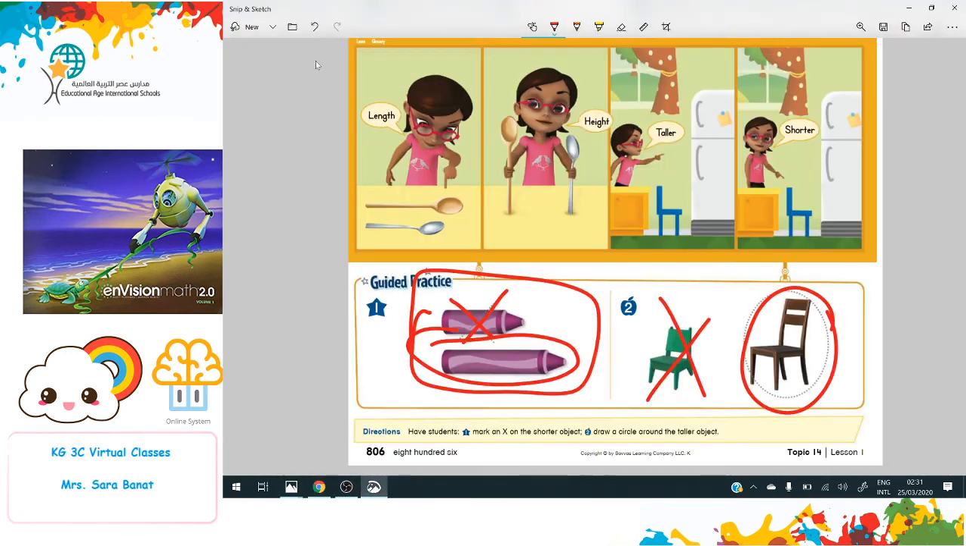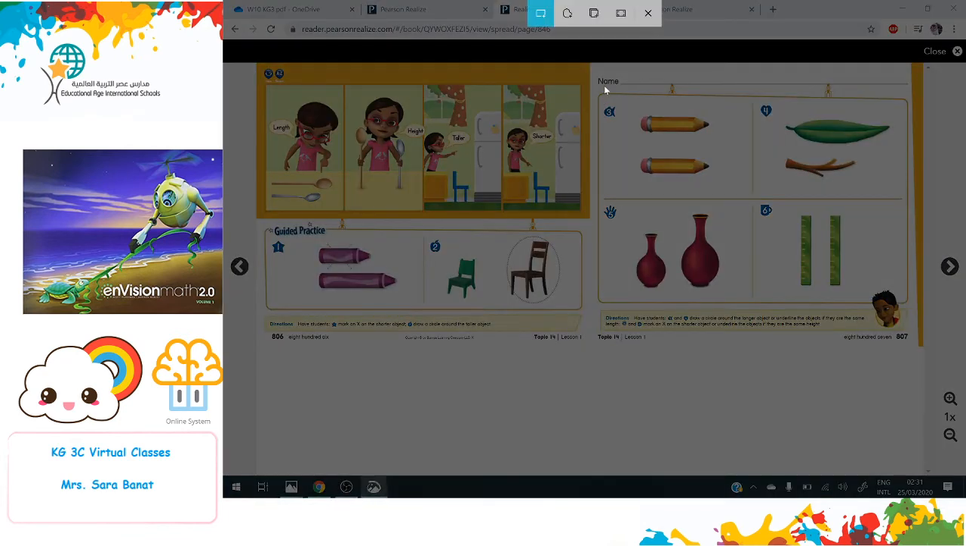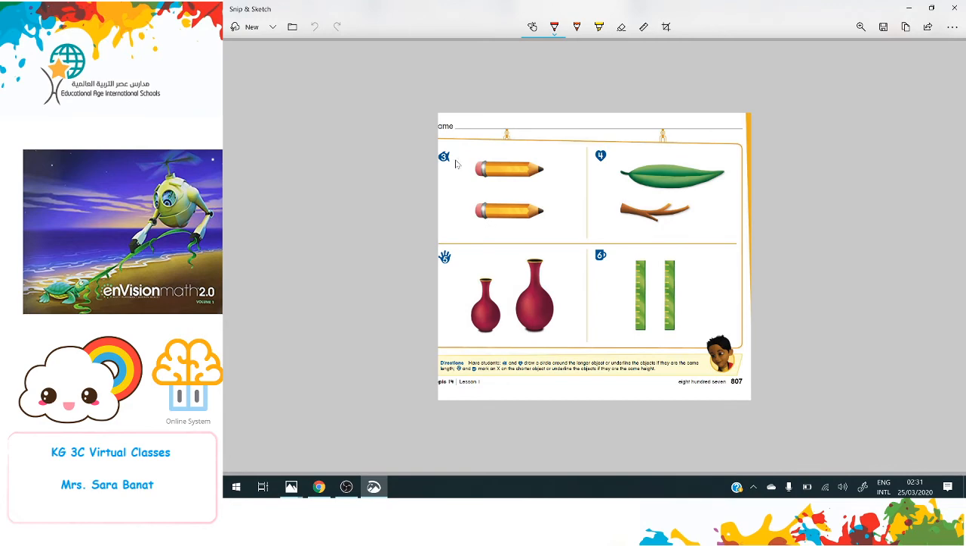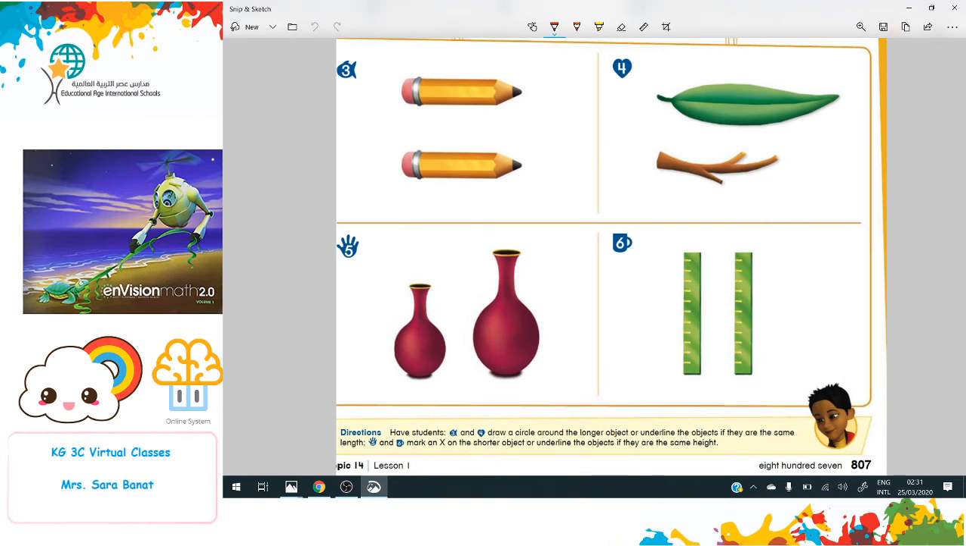Okay, now let's go to the second one and start working. What we will do is that we will underline the objects if they are the same length or height, and we're gonna cross out the short items and circle the long item. So the first two pencils are the same length, right? Is this one shorter than this one? No, they are equal, so I will underline both of them.